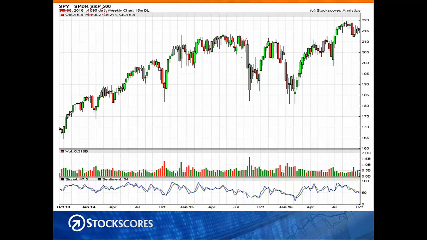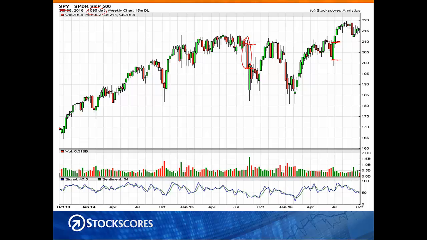Each one of these bars here is called a candle. So that particular one that I circled was a week back in August. In that particular week, the price opened here and it closed there. That's what made the candle red. The fact that the candle closed below the open is why it was red. A candle will be green if it opens and then closes above where it opens.